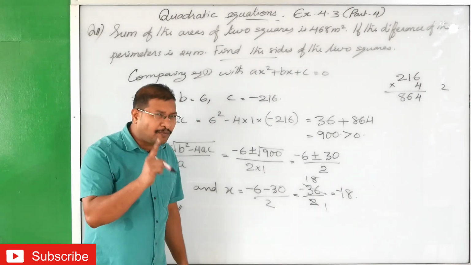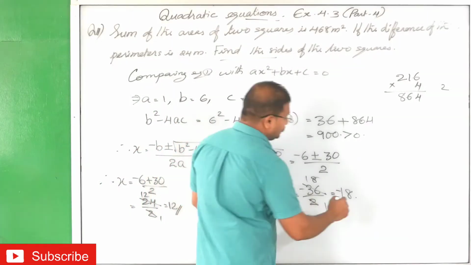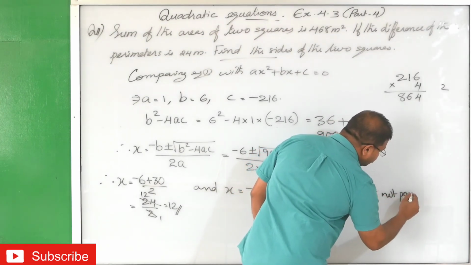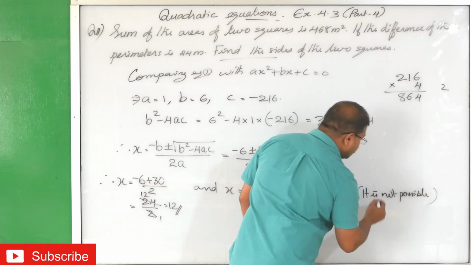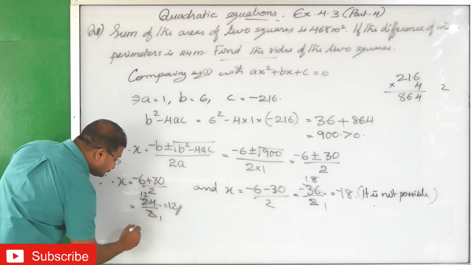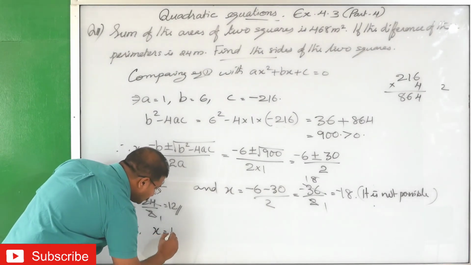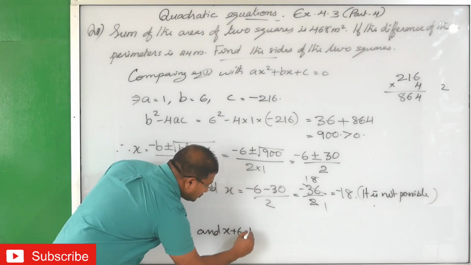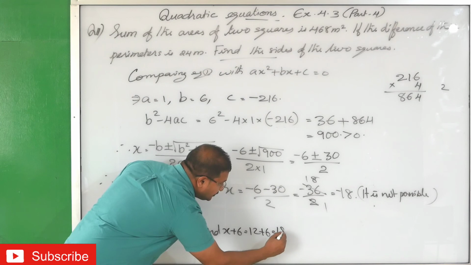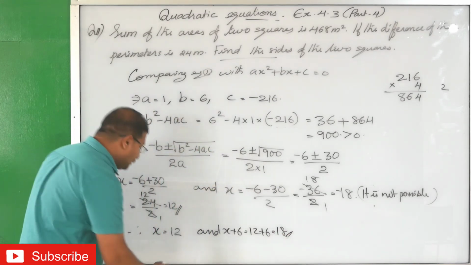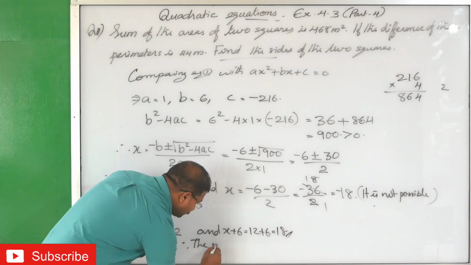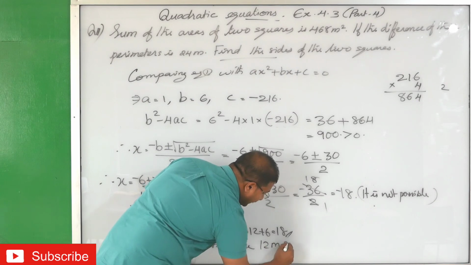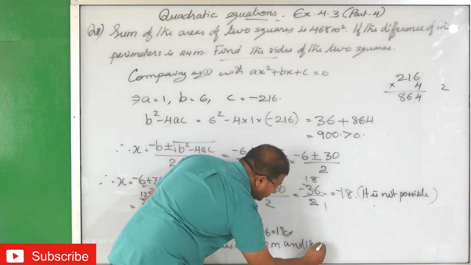Sides of a square should not be negative. That means what will you do? It is not possible because of negative. Ready? That means what will you do? Therefore, x equals 12 and x plus 6 equals 12 plus 6 equals 18. Therefore, the sides are 12 meter and 18 meter.